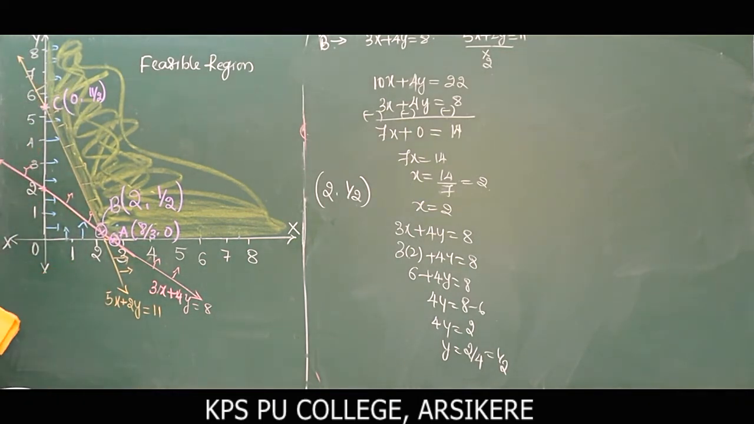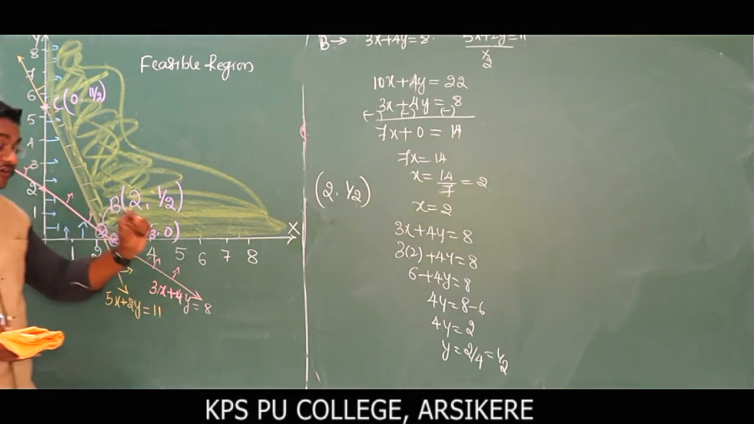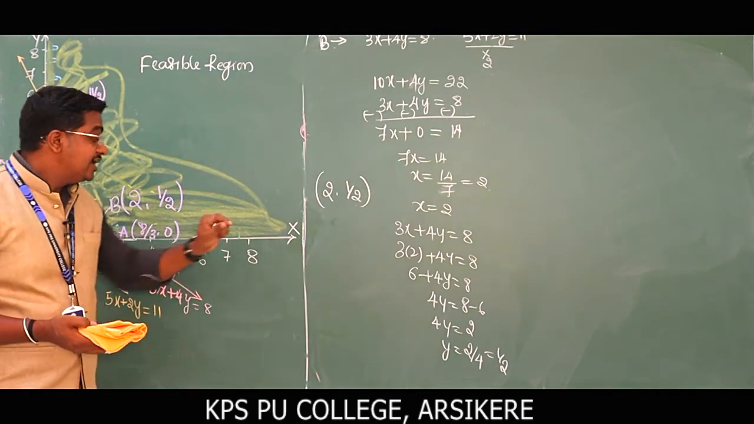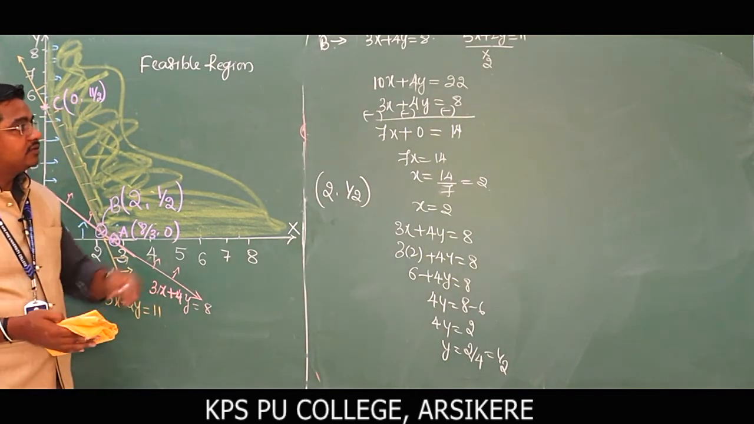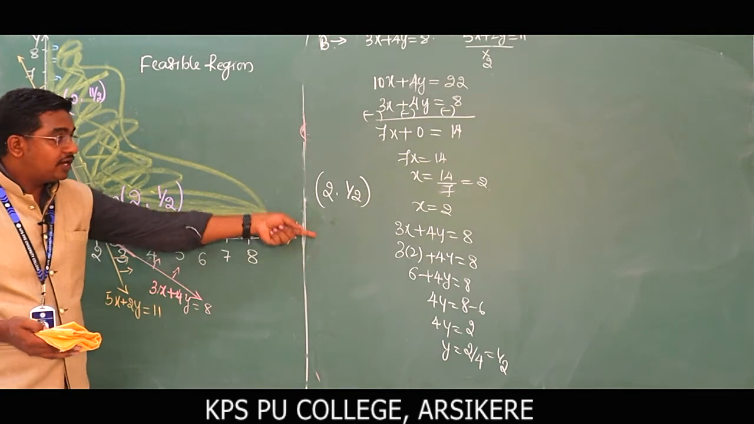Now after finding the feasible region, find the corner points. Corner points are the next step. Here we need to find the value of the objective function at each corner point. Take a pause and note down all the things.